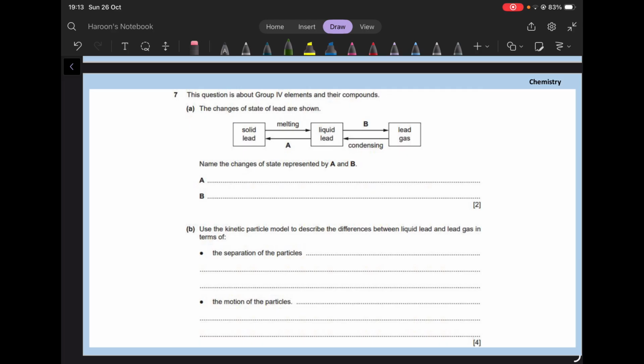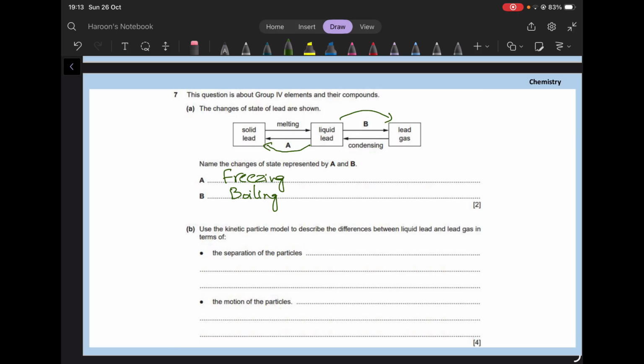So next, the changes of state of lead are shown. Name the changes of state represented by A. Liquid to a solid state, once again freezing. Practically the same question with different wording. A liquid to a gas. This would be boiling or evaporation.